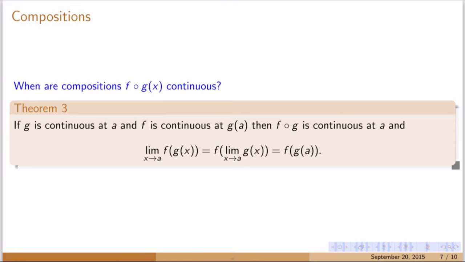So here's the corresponding result. We assume that g is continuous at a and f is continuous at g of a, and then the composition f after g is continuous at a. And even we can write the limit as follows. So the limit x to a, f of g of x is equal to f of the limit of g of x. You can move the limit from the outside to the inside of a continuous function. This is really, really cool. Let's do some examples of this.